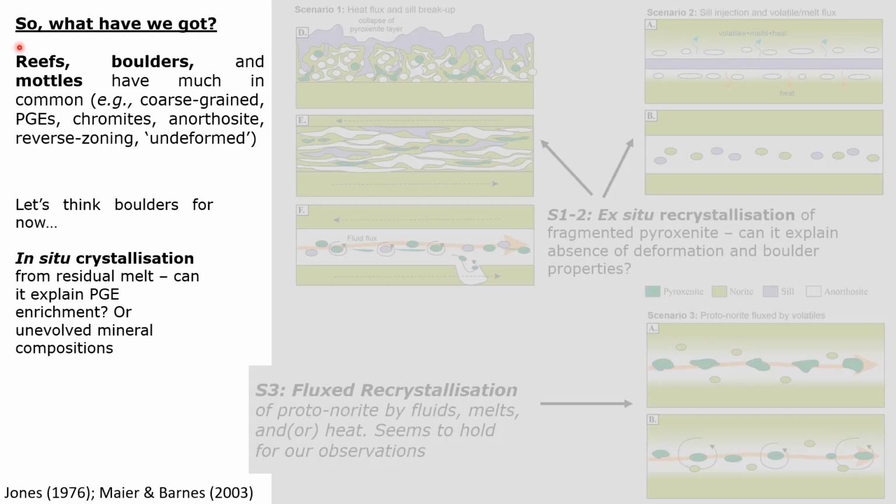So to bring this study together a little bit, how might these sorts of features have formed? With regards to the Merensky Reef and boulder bed, we must account for the undeformed and strongly reverse-zoned plagioclase, the upper and lower chromitites, the coarse-grained pyroxenites, and the level of PGE enrichment. Now I'm going to focus on the boulder bed here, where despite only a number of studies, about as many mechanisms have been proposed for its formation.